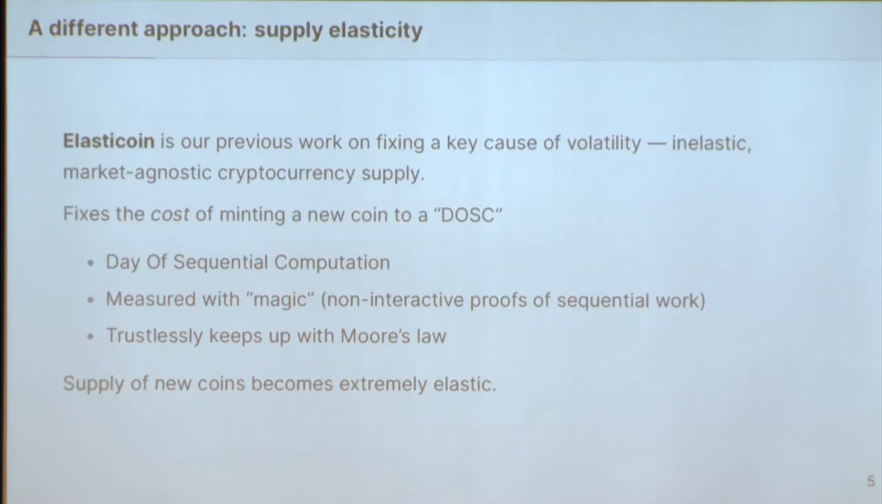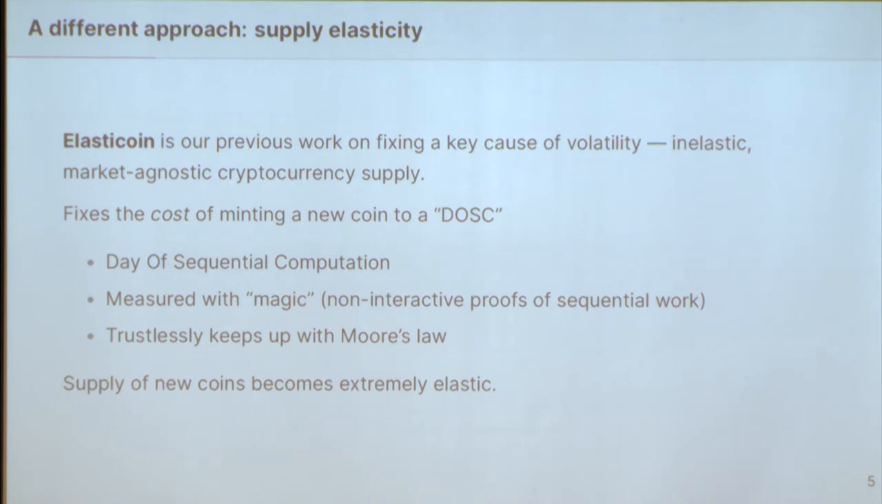So my previous work is ElastiCoin. My approach is, let's just forget about pegging. Let's just really increase the elasticity of supply of a cryptocurrency. And the way ElastiCoin did it was by fixing the cost of minting a coin to this fictitious unit I called a DOSC, which is a day of sequential computation. A DOSC is the cost of renting a CPU today and occupying one core of it continuously for 24 hours. So the cost of 24 hours of sequential computation right now is the value of a DOSC right now.